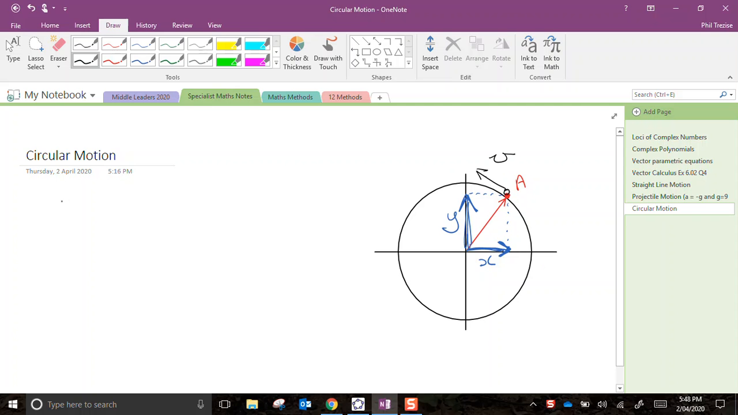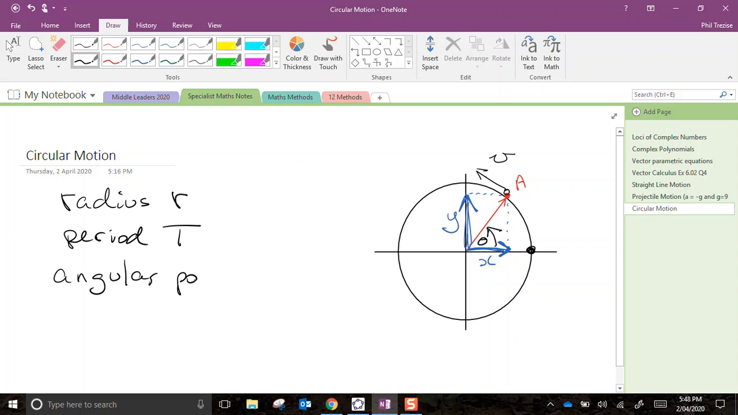So we'll start off by saying that the circle has a radius of r, and that the object does one circle in a time period of t. So we could measure the angle from here. So we normally start from this point, just like with the unit circle, and we could measure the angle through which it has moved. Theta would be called the angular position.